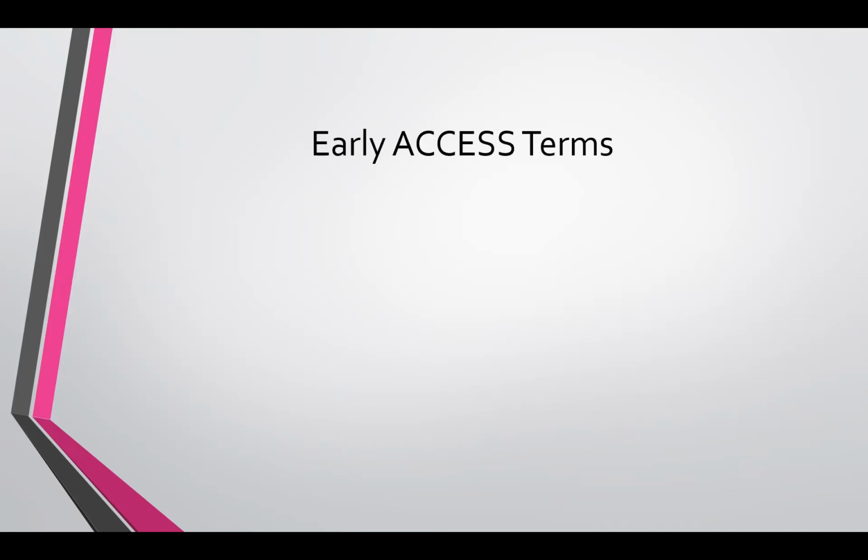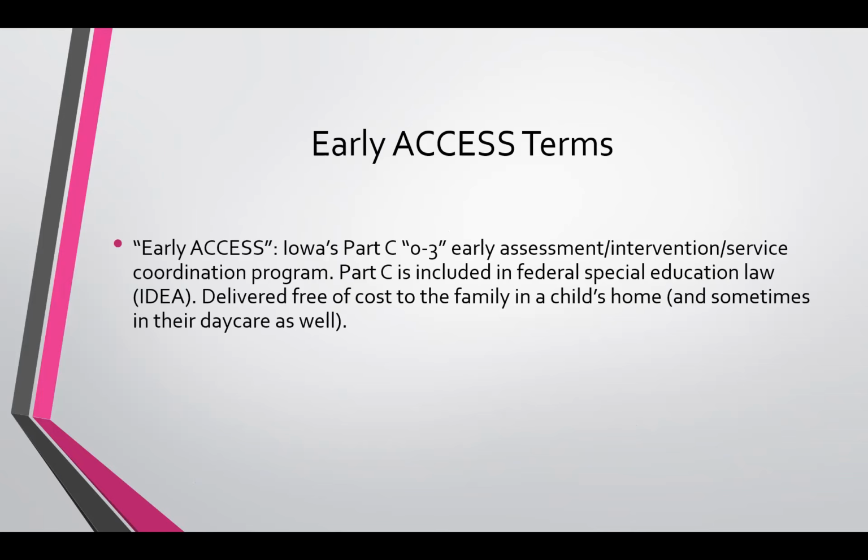Okay, so the youngest kids being served through IDEA are kids that are ages 0, 1, and 2. It's called 0 to 3, but actually it stops at 2 years, 11 months. As I said before, this is called early access in Iowa. And basically it's early intervention along with assessment and also service coordination. And so Part C is just that part in the federal special education law saying that this needs to be delivered in every state.